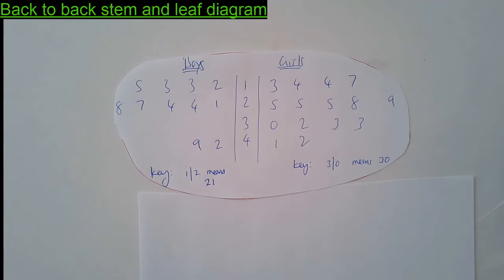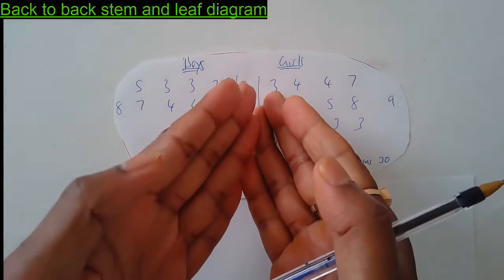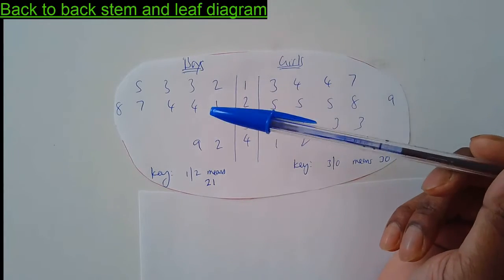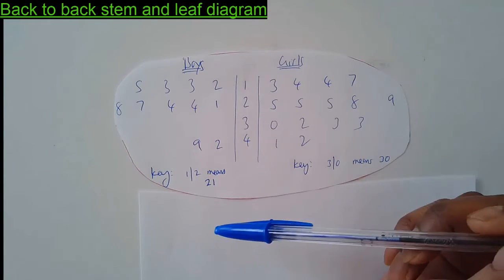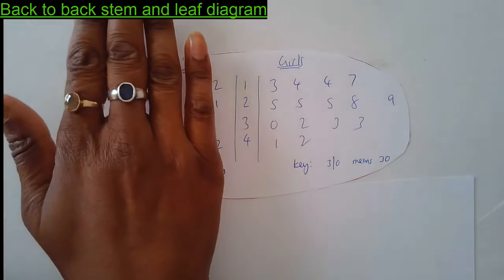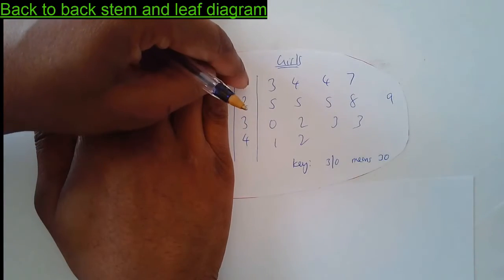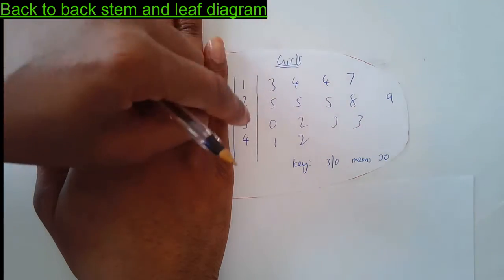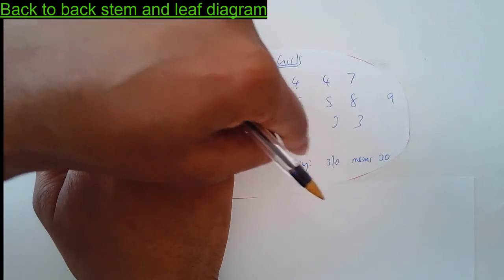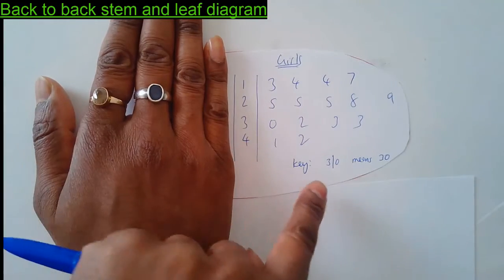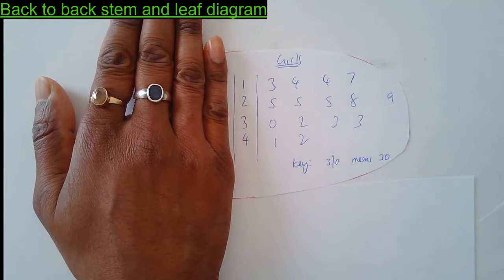Now, this is an example of a back-to-back stem and leaf diagram. This one is comparing boys with girls, amount of time taken to travel to school. So if you look at the girls side first, over here, that's 13, smallest number, 14, and so on. Biggest number here is 42. And that key explains how this works. So 3 and 0 means 30.